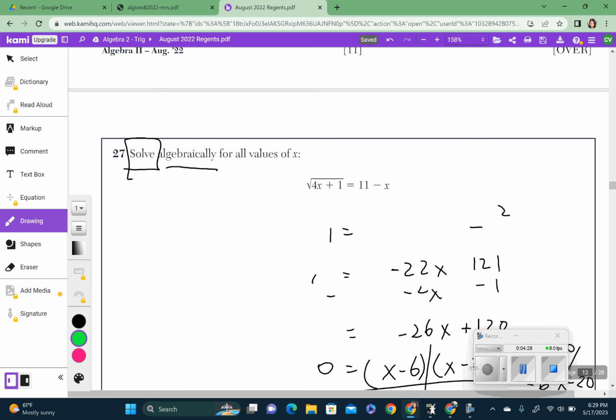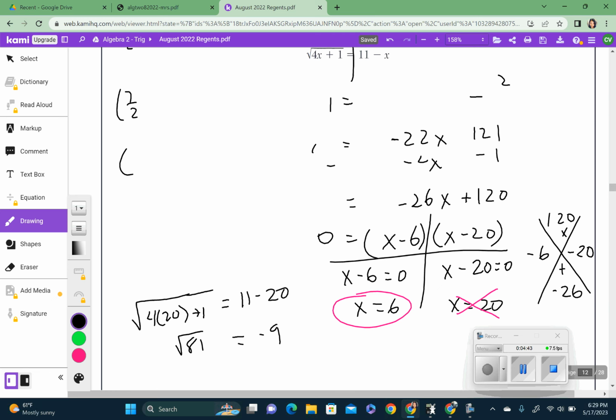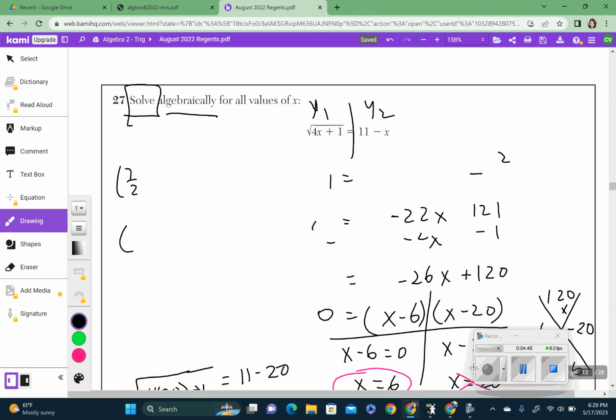So the first thing I wanted to say is you could have taken this right here, plug this into y1 and y2 and got our answers, which is 7 over 2, and I believe it's 6 and 20. So you could have plugged that into the calculator and figured out that x is equal to 6, and then figured out that we don't have a y, but x is equal to 6 here is the point of intersection. But since it says solve algebraically, we do want to do this algebraically.